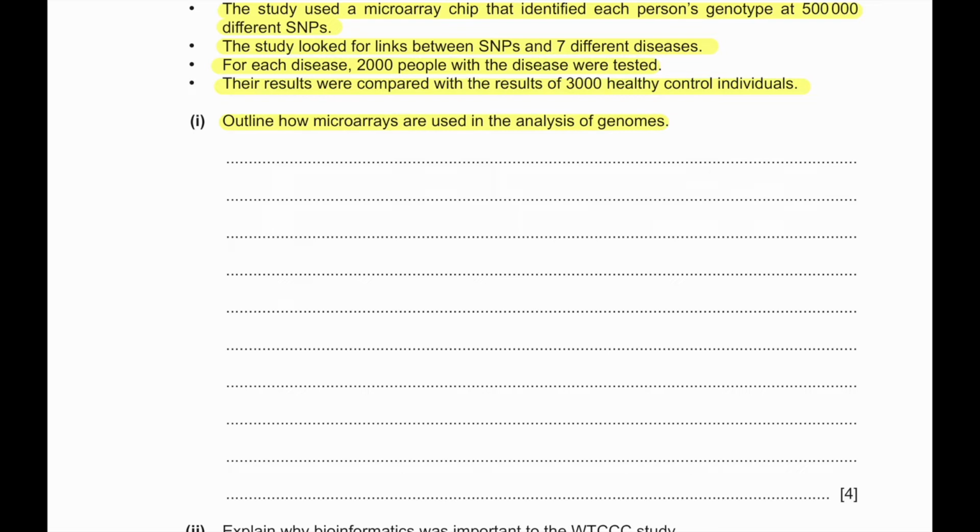The microarray chip contains probes, and each probe is unique to a particular SNP. The DNA is then added, which hybridizes with the probe. Excess DNA is then washed off after hybridization. Then the microarray chip is viewed under UV light and a high-resolution digital camera. The camera takes a photo of it, and the fluorescence that it produces indicates the presence of the SNP.